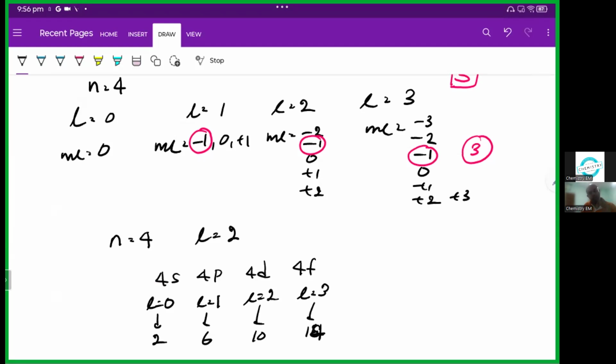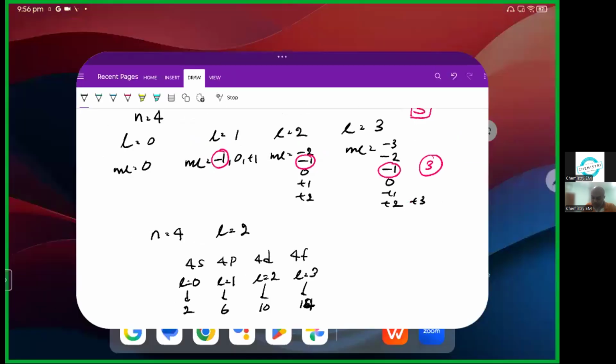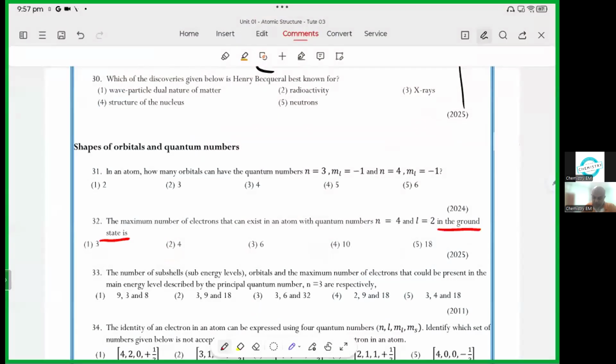Right? Now here we are asking what is the maximum number of electrons where n is equal to 4 and L is equal to 2. So maximum is 10. So the answer here, fourth answer, is the answer for this one. Right? Very simple things.